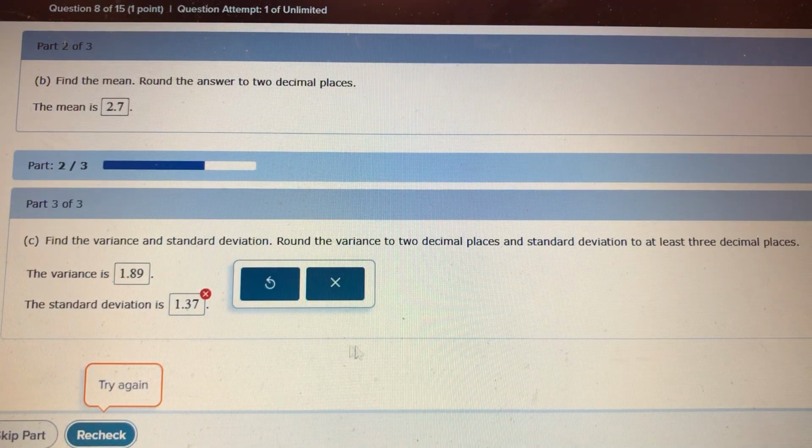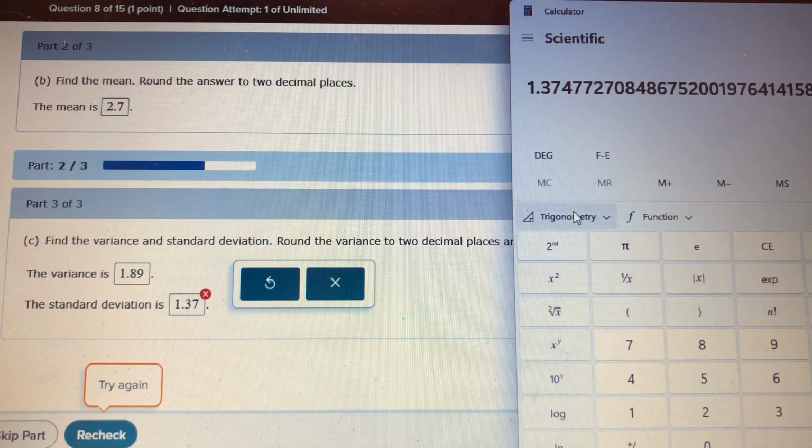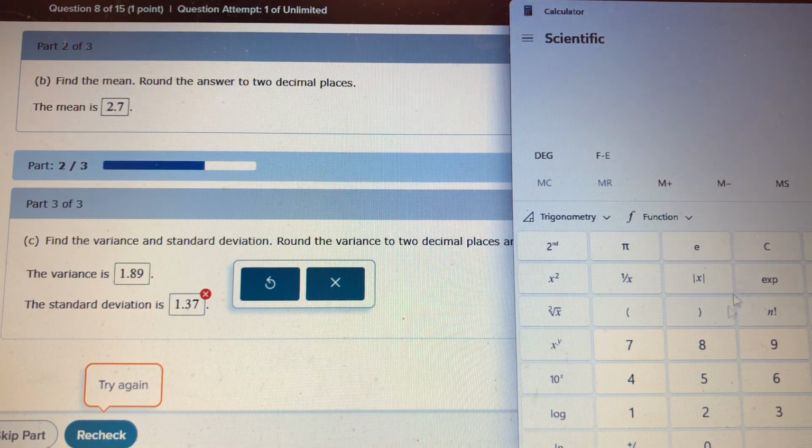That's weird. Oh, I know what happened. I did the square root of the whole thing, but let me clear this. What did I have? I had 9 times 0.3 times 0.7. Oh, it was exactly 1.89. That is weird. So let me clear this. 1.89. Oh, you got to hit that first and then square root.